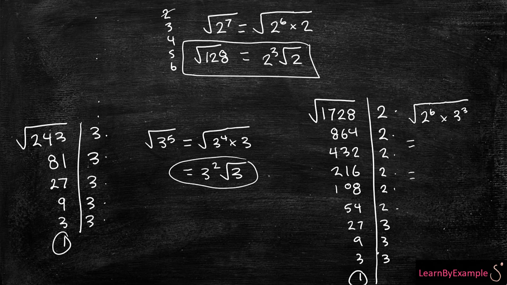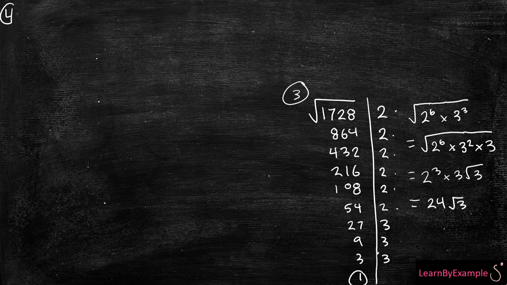Going back to get this part, which is equal to the square root of 2 to the 6 times 3 to the 2 times 3. So you want to get the even number. So that is 2 to the 3 times 3 radical 3, which is equal to 24 radical 3.